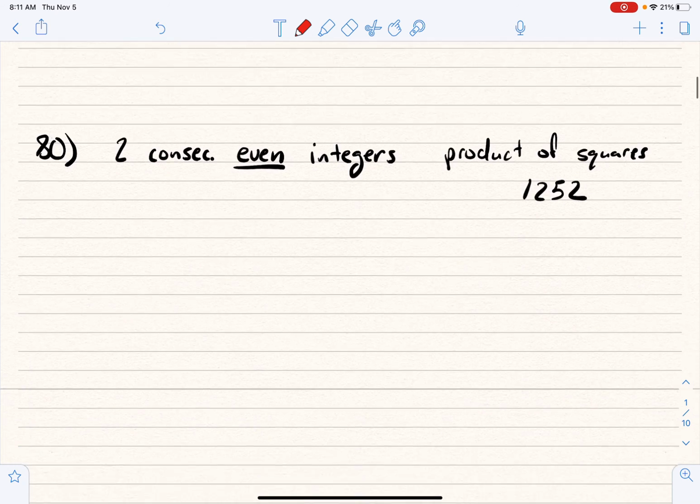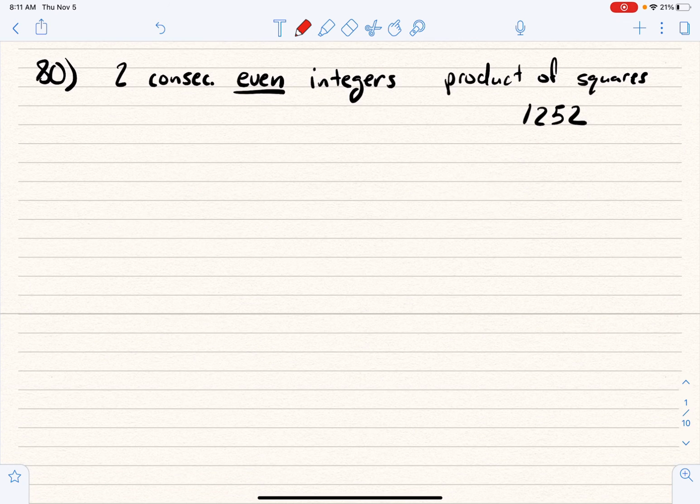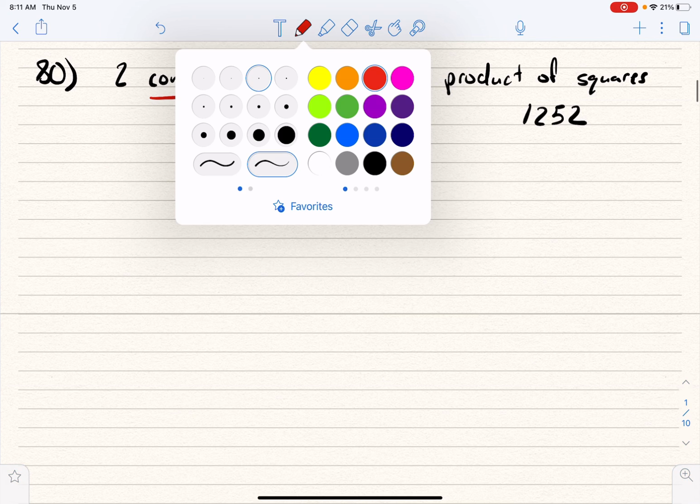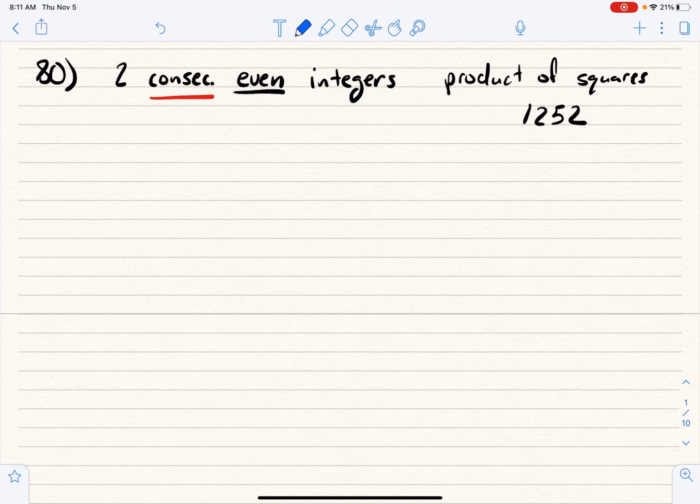All right, number 80. It says, now we're dealing with two consecutive integers. So not just some random integers, one is one value, one is a completely different value, but these are consecutive integers. And so what that means is that one is right after the other one in terms of even values. So we could say that x is the first, but that would mean that x plus 2 is the second. Okay, they're consecutive even integers. If it was consecutive integers, it'd be x and x plus 1. But they're even integers, so they're two integers apart.